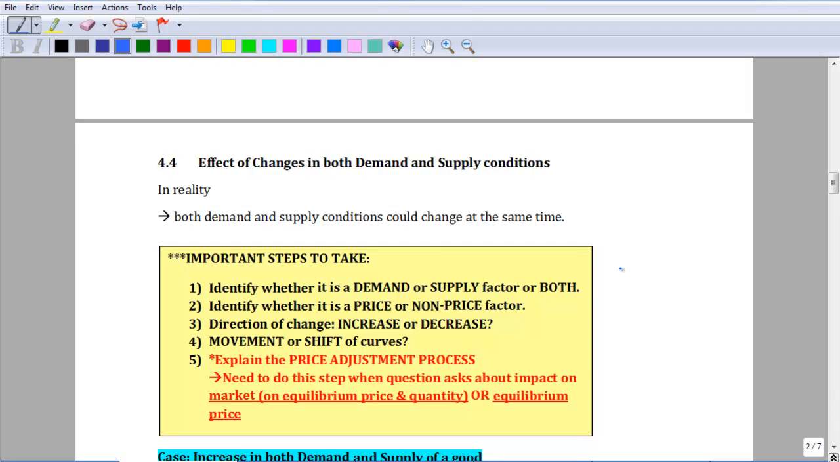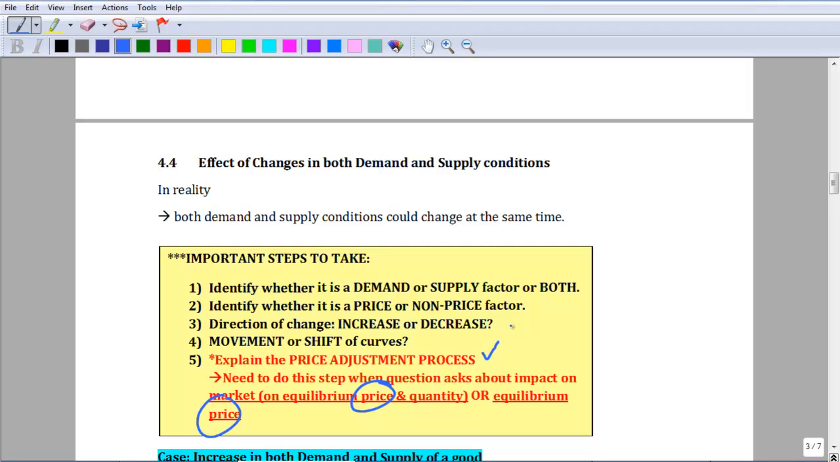Now, when do you need to explain the price adjustment process? You need to do this when the question asks about the impact on the market. When the question asks you on the impact on the market, basically they want you to tell them what would happen to the equilibrium price and quantity. Or you could have a question that will test you on the impact on the equilibrium price of the good. So for such questions, as long as the questions require you to tell them the impact on the equilibrium price, you will need to explain the price adjustment process.